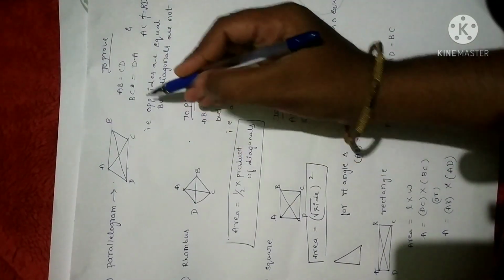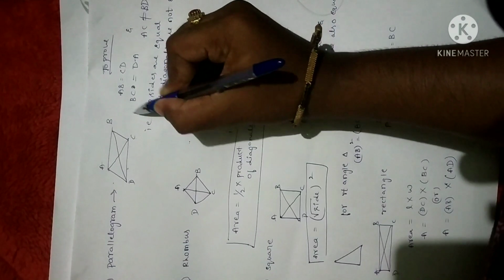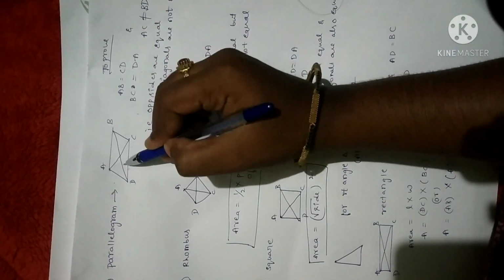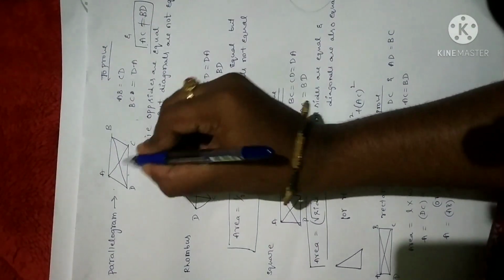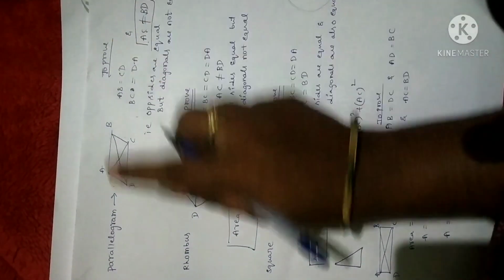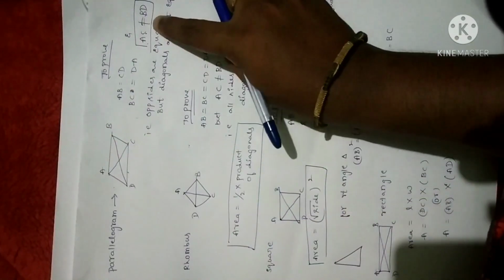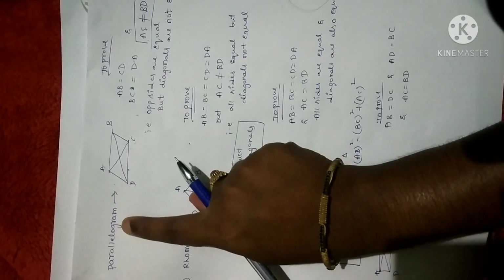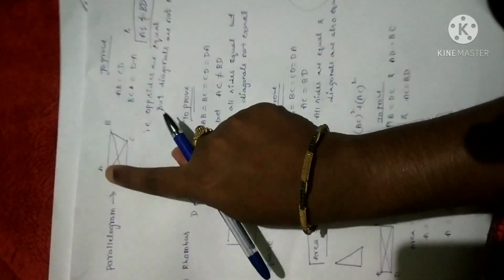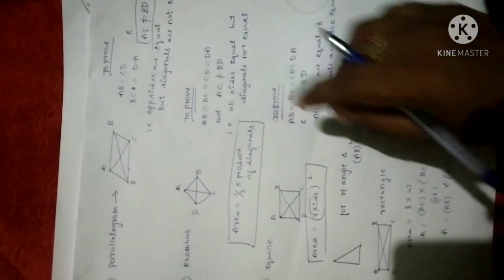At the same time, many of you made a mistake in the preparatory exam: you proved only that the opposite sides are equal, but the mandatory thing is that you have to show that the diagonals are not equal. Remember, in a parallelogram you have to prove the diagonals are not equal. So when they ask you to prove the given vertices form a parallelogram, you need to prove opposite sides are equal and diagonals are not equal.